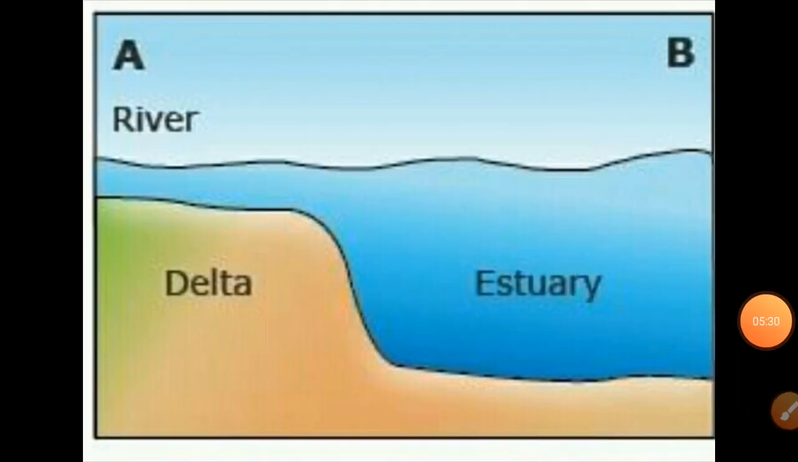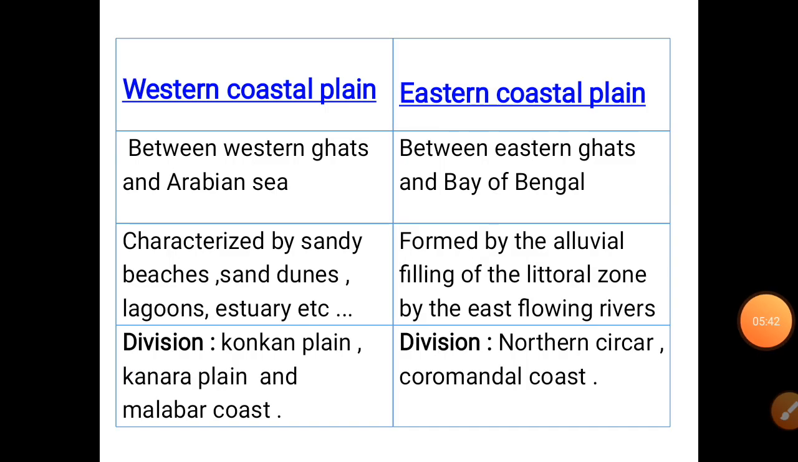See this picture. This is an estuary, which means the mouth of a river where it enters the sea through a single channel with a hollow. Next, the eastern coastal plain is formed by the alluvial fillings of the littoral zone by the east flowing rivers of India. Here, littoral means region situated on the shore of the sea or a lake.